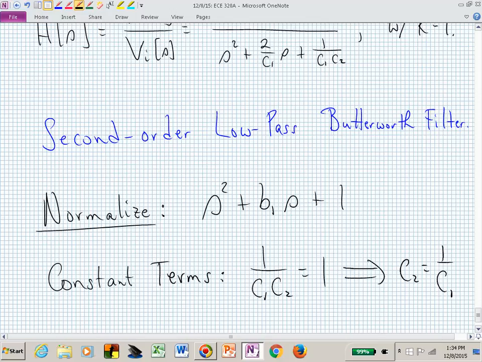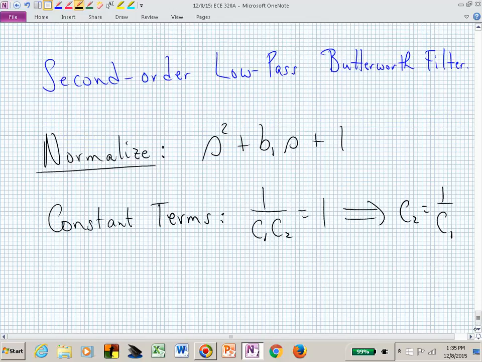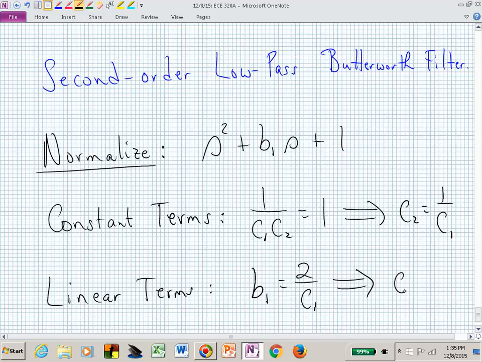If I give you a C1, you can give me a C2, right? Is everybody clear on that? Now, from the linear terms, B1 is 2 over C1. So if somebody gives me a B1, which they can in a second-order polynomial, then I will find C1 is 2 over B1.